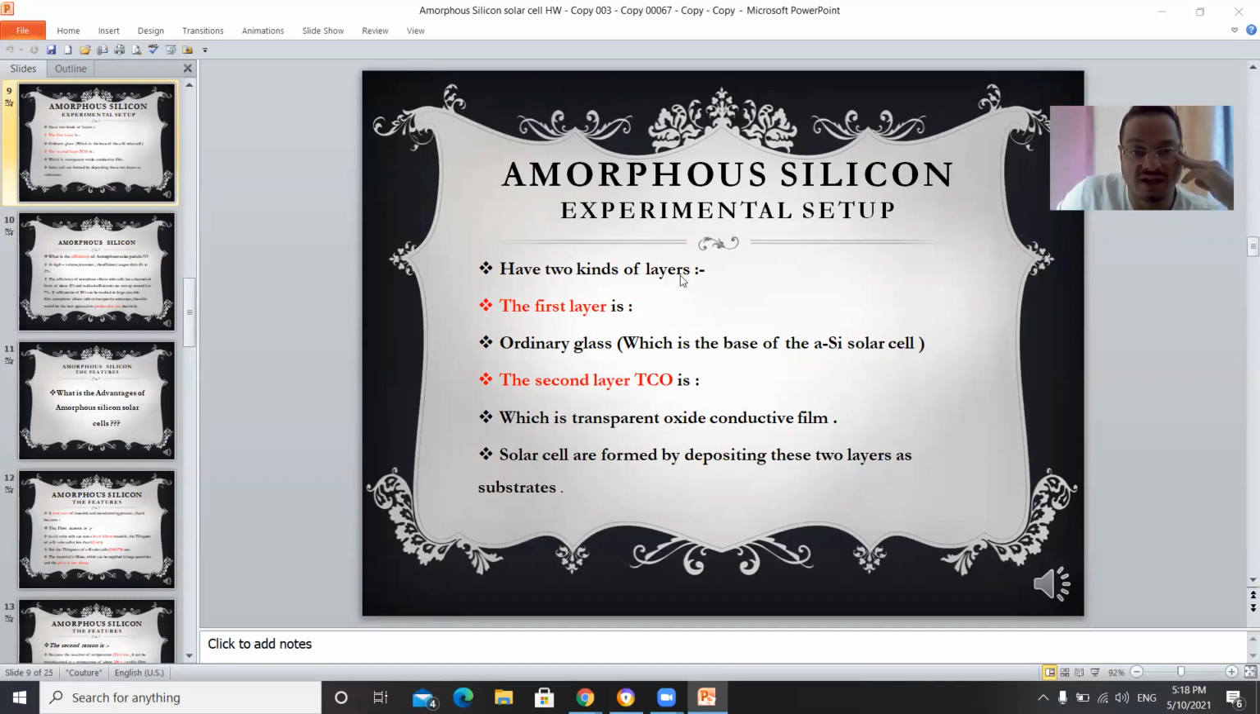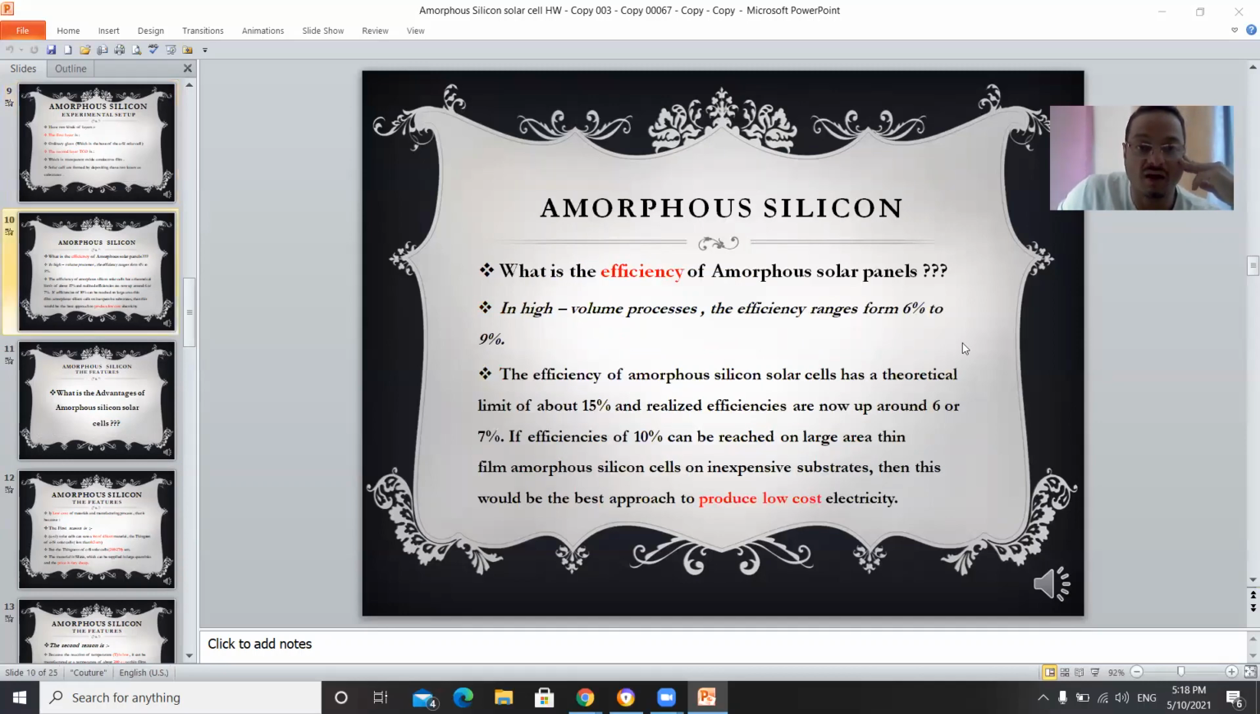There are two kinds of layers in this structure. The first is ordinary glass, which is the base of the silicon solar cell. The second is the transparent oxide conductive film. Now, let's see what that means.